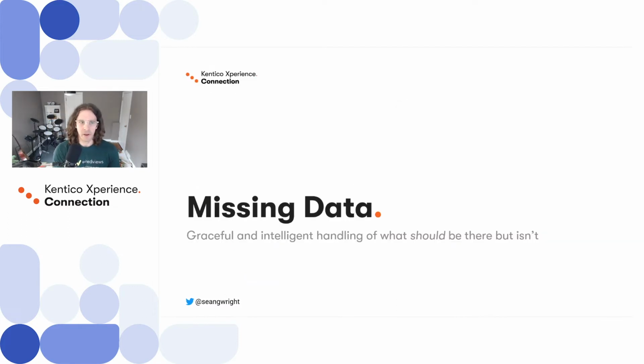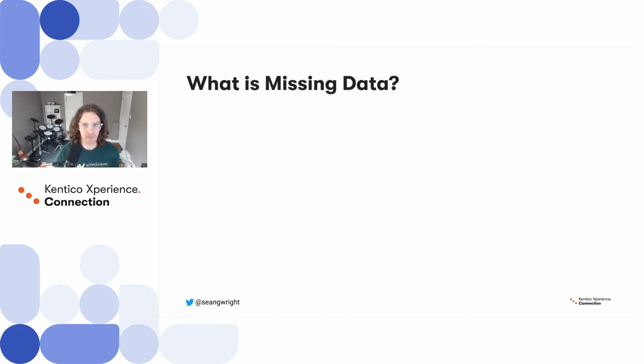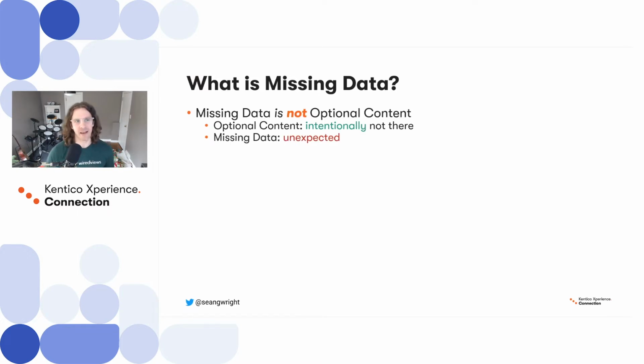So now let's cover missing data. We want to make sure we have graceful and intelligent handling of what should be there, but isn't. So what is missing data? Well, first I'll say what missing data is not. It's not optional content. Optional content is intentionally not there. The content manager chose to not have a featured coffee for a cafe. But missing data is unexpected. We thought, based on the logic in the code, that something should be there. A content manager thought something should be there, but it ended up not being there.